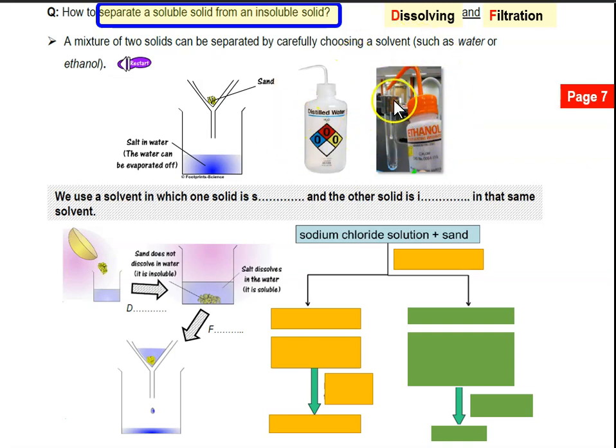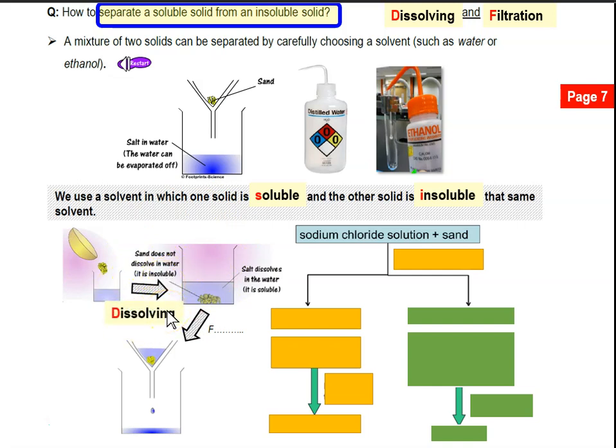Because we want to choose a solvent in which one of the solids is soluble and the other solid is insoluble. When one of the solids is soluble, it can dissolve in water. What is left behind is the insoluble solid. Therefore, you can separate it using filtration. If you look at the method over here, sand does not dissolve in water. It is insoluble.